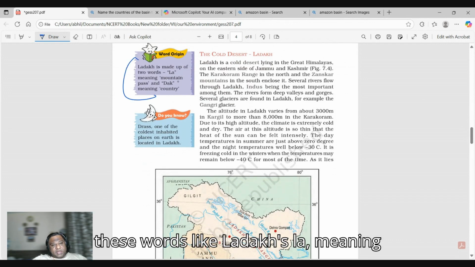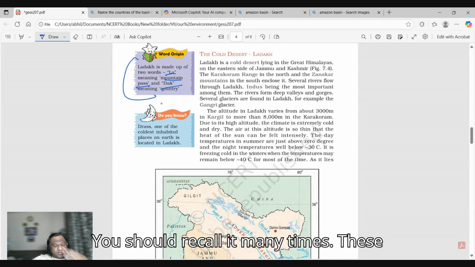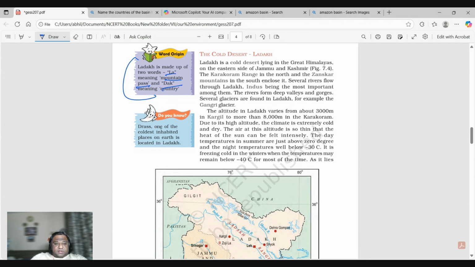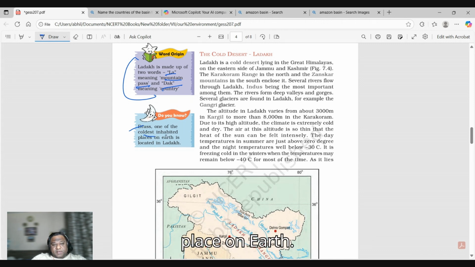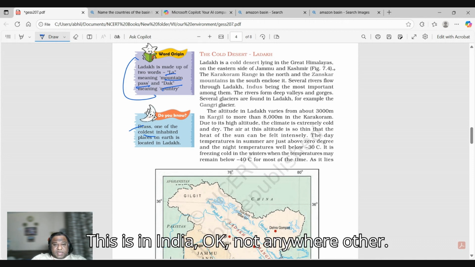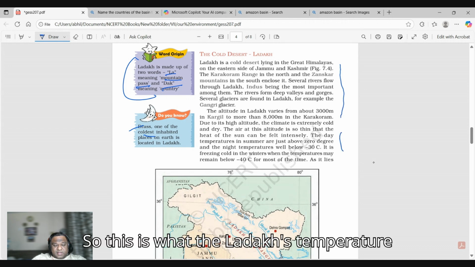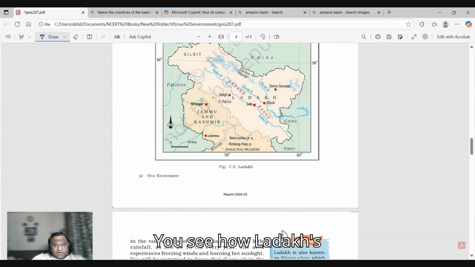So these words like Ladakh's La, meaning mountain pass, and Dak means country. You should recall it many times. These questions come in any quiz competition. Dras, one of the coldest inhabited places on earth. So this is in India, not any other place. So this is what Ladakh's temperature is, daytime and nighttime. You see how Ladakh's area is laid out.